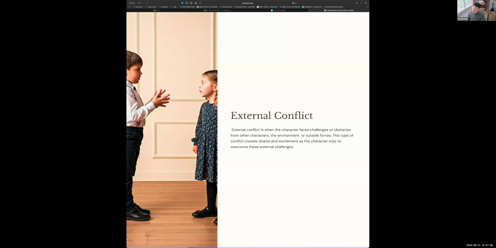And in this story, do you agree with me it's easier to write an external conflict? Because you're looking at something happening in the environment. The place that you're going to, something goes wrong, or the people who are coming, something goes wrong. Easier to write an external conflict.